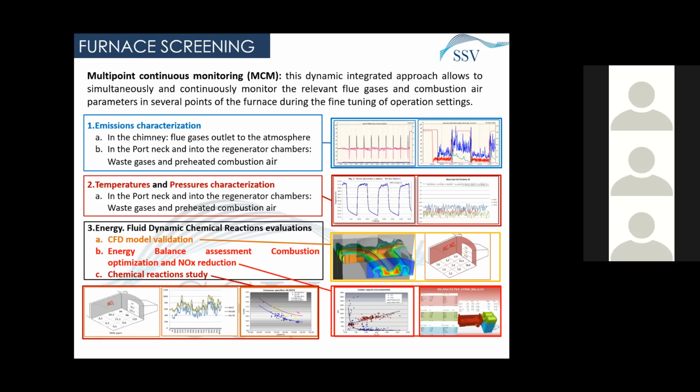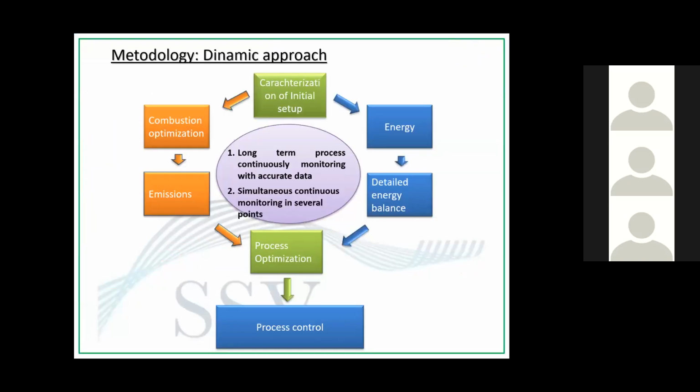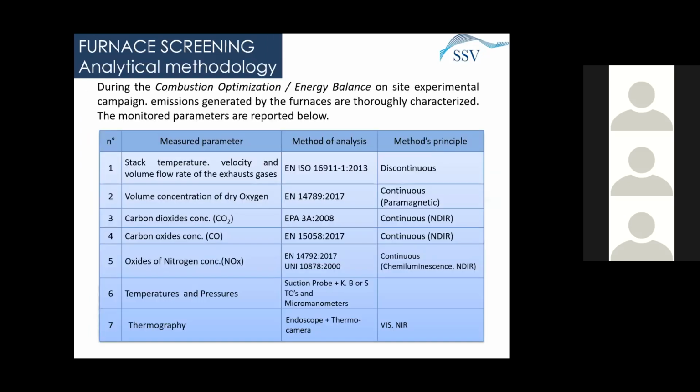At the same time, temperature and pressure are characterized, and these give a global context for the furnace, and could help in the process optimization, like I said before, in the process control. These are some of the methods we use for the monitoring of the various compounds, pollutants, but also other parameters like temperature and pressure.